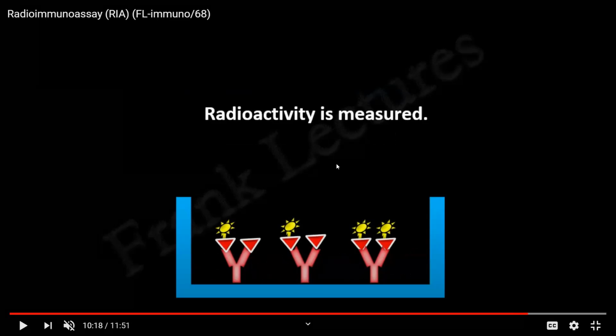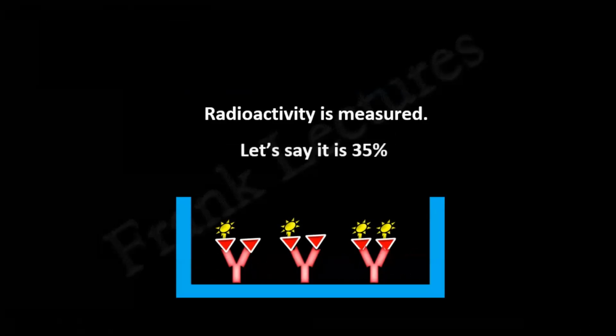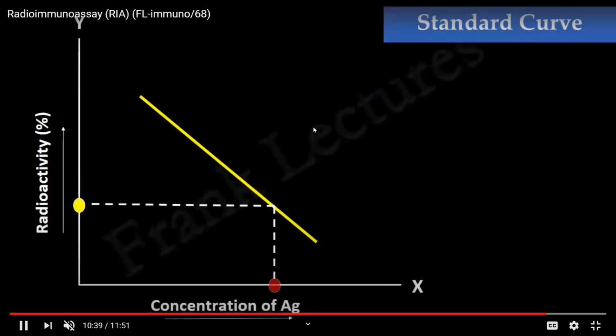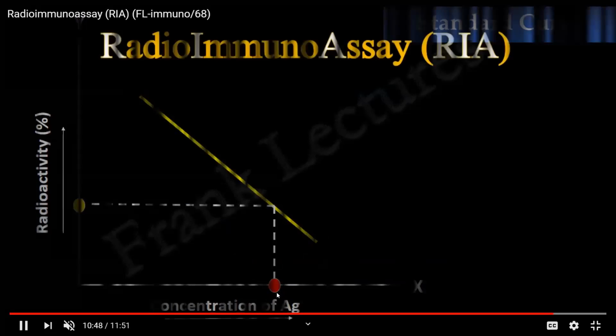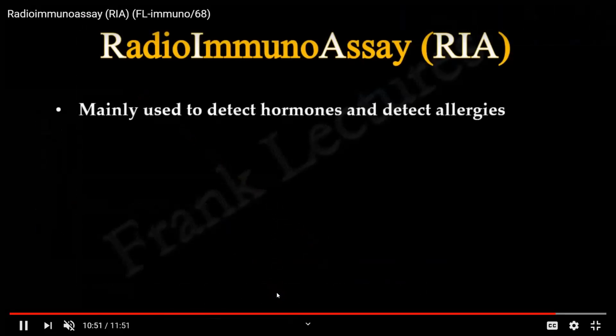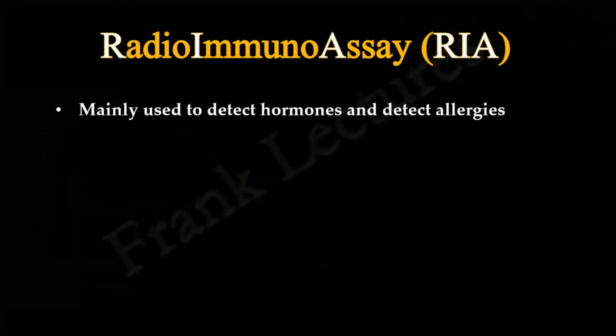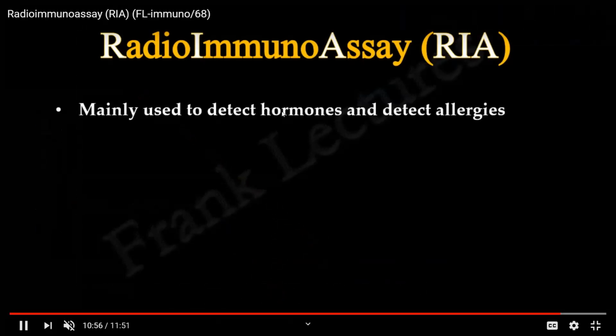Now the radioactivity is measured. When this radioactivity is measured, we don't find it to be 100%. It may be as low as 35%. It depends on how many radiolabeled antigens have bound to the antibodies. Then, like the standard curve which was formed, we plot the graph and find the concentration of the antigen on it. From this, we find out the amount of antigen present in the serum. So this particular test is mainly used to detect hormones and allergies.